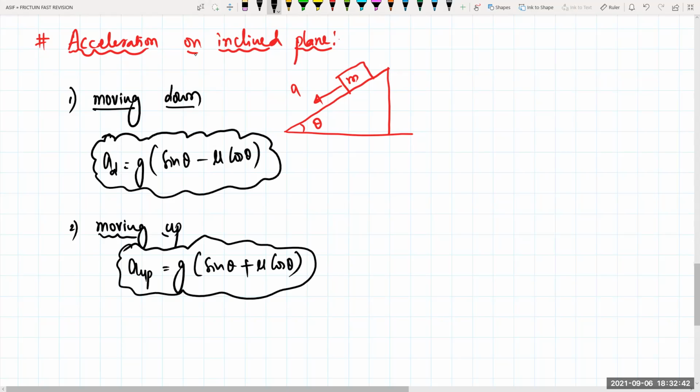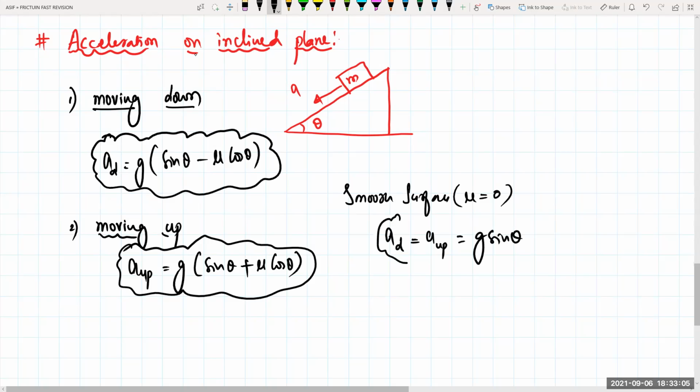For smooth surfaces, what will be the answer? For a smooth surface, the acceleration down will be equal to the acceleration up. For a smooth surface, take the mu value as zero. In the above, with mu zero, we get g sine theta. For down also, taking mu cos theta as zero, we get the same, that will be equal to g into sine theta.